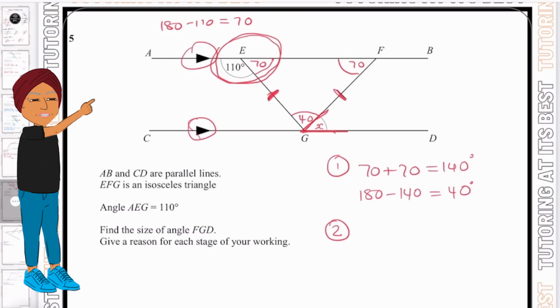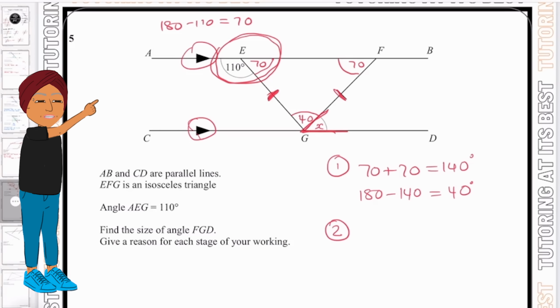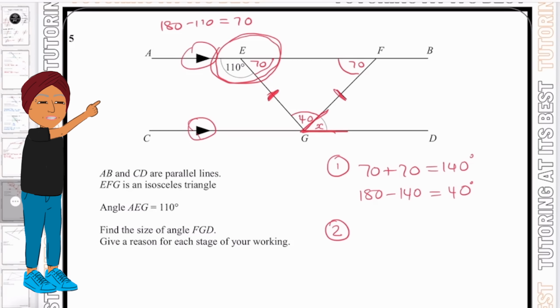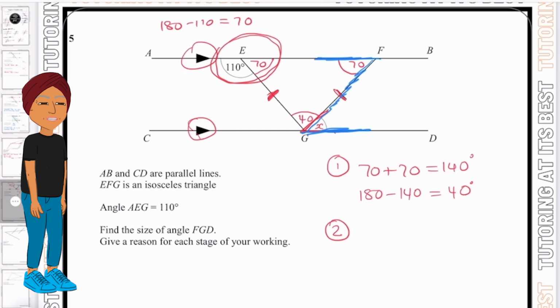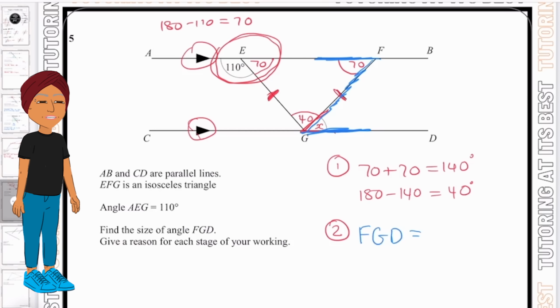So the second step here is to find whether it's an alternate angle, a corresponding, co-interior, or vertically opposite. Well, the first thing I see is that we can draw a Z angle. And that is again just from this section here. So I know that if F angle is 70, then X should also be 70. So now I know that FGD equals 70 degrees.